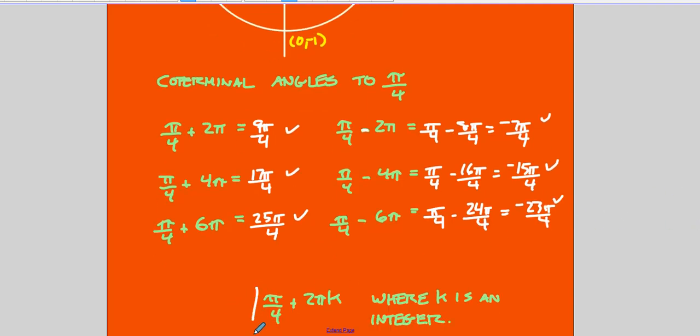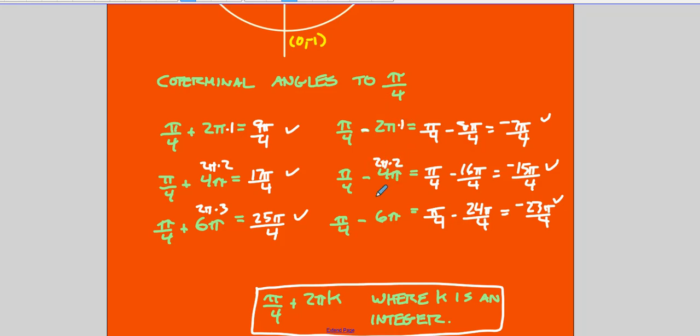In general, for pi over 4, the set of coterminal angles would be pi over 4 plus 2 pi times k, where k is an integer. So this would be pi over 4 plus 2 pi times 1, pi over 4 plus 2 pi times 2, pi over 4 plus 2 pi times 3, and pi over 4 minus 2 pi times 1, minus 2 pi times 2, minus 2 pi times 3, where k again is an integer. And technically here I would make this plus.